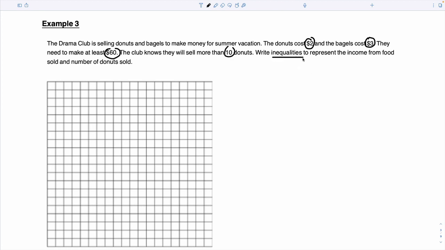Key thing to underline is inequalities. They want you to write 2. That's your clue that it's going to be a system. We need the income from food sold and donuts sold. Those are your 2 parts. They're going to include donuts and food. I have 2 for every donut. Let's make that 2x. I have 3 for every bagel. Make that 3y. I don't know the number of donuts or bagels. That's my variable.